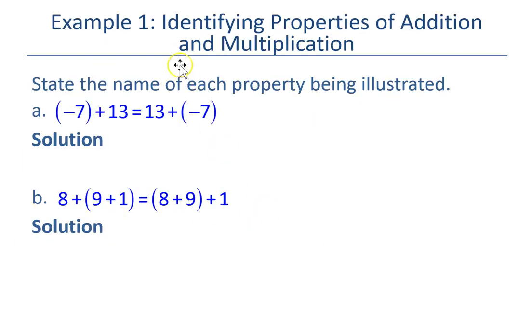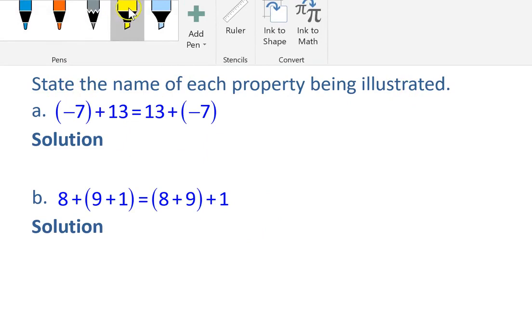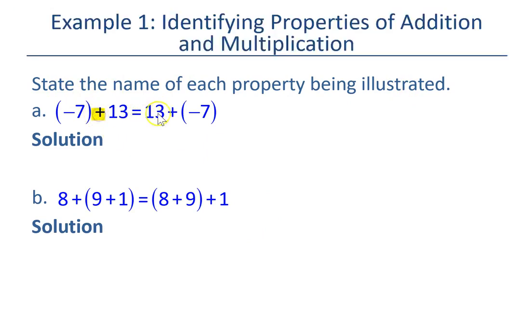Okay, so let's look up here. State the name of each property being illustrated. First off, let's realize that we're dealing with addition, and we're noticing that no matter what, I can move these around. They're interchanging. So let's look up at the top and see what looks like that. Let's scroll back up here.